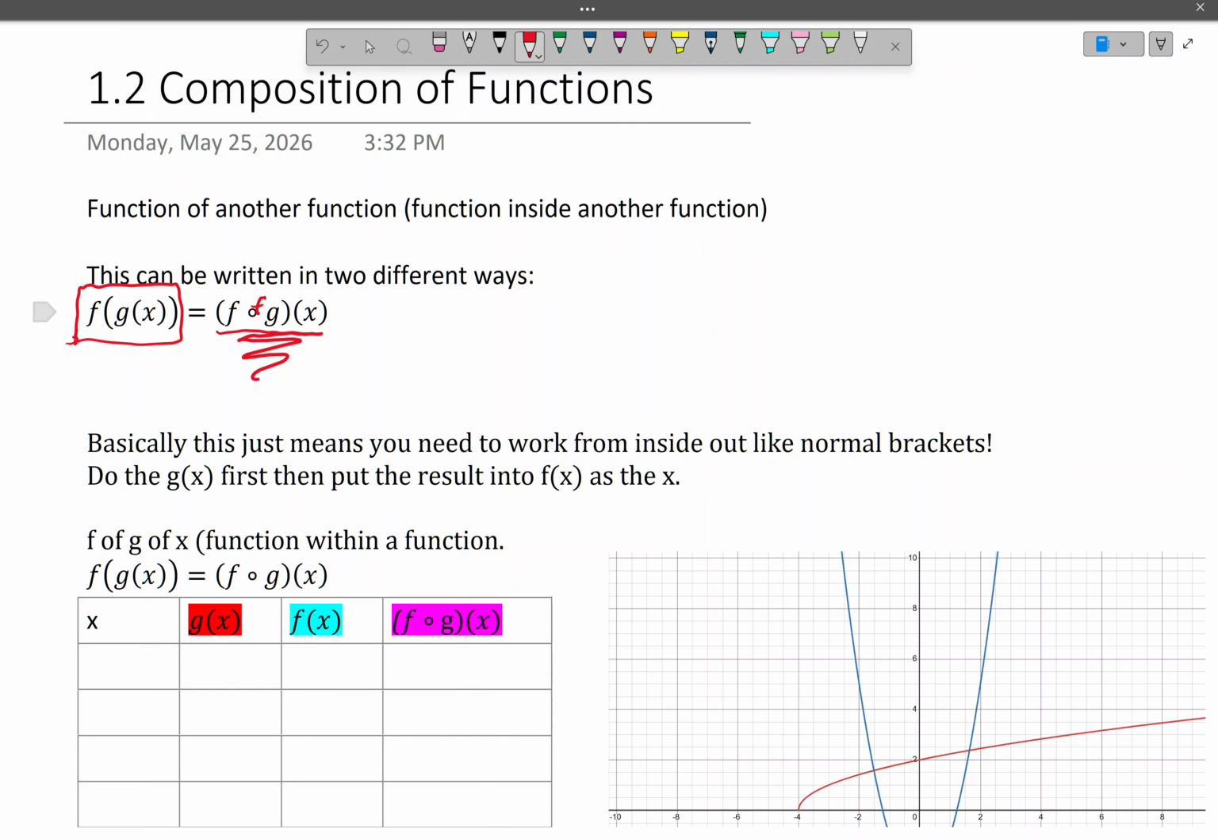But the boxed one makes a lot of sense because basically we're working just like normal, using BEDMAS rules, where inside the brackets you can see that we have to do that g of x first. So this happens first, whatever's inside the brackets. And if you do that, then you get the result. Then you can put it inside of f of x as the x.